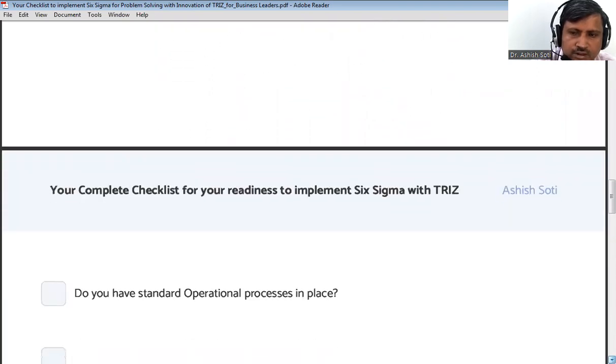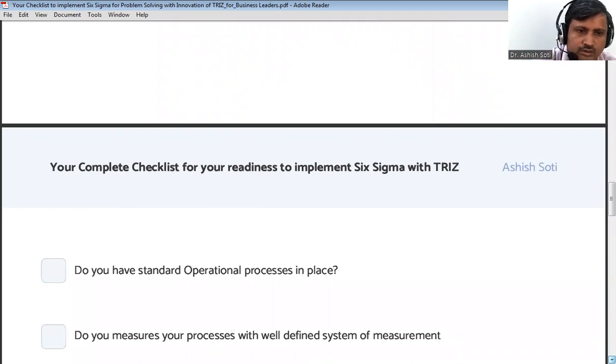What are the key 10 tools? So let us start with the first thing, your operational process. You may be a manufacturing industry, a service industry, or an educational institute. The first and foremost thing to implement any quality movement is that you should have standard operational processes.